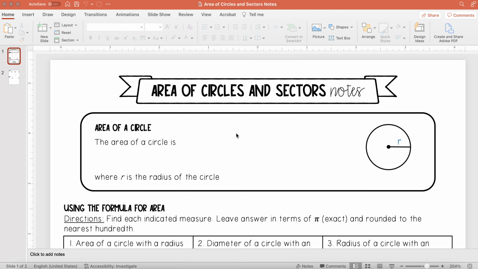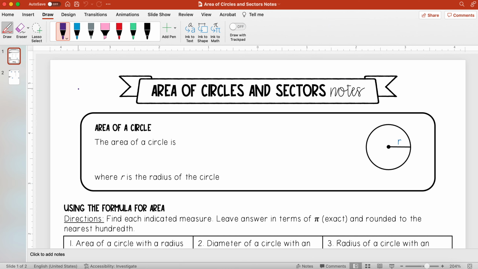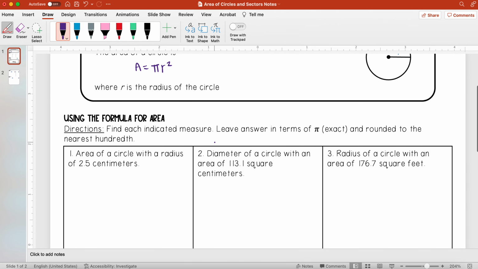Hello everyone, today we'll be talking about area of circles and sectors. So in this first video we're going to talk about the area of a circle, and the area of a circle is that A is equal to pi r squared, where r is the radius of the circle.